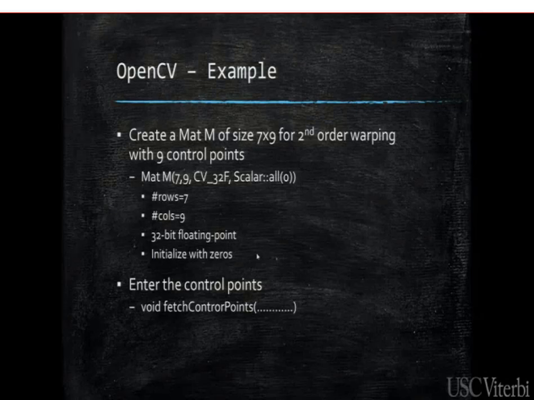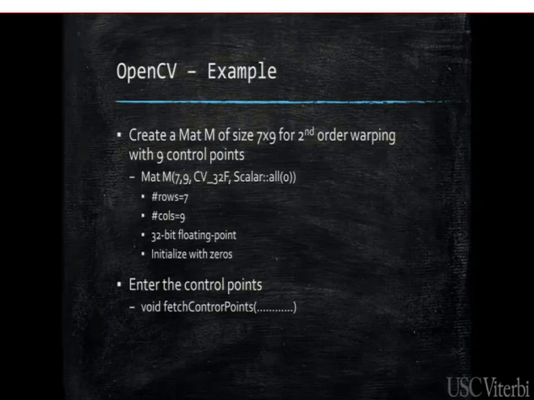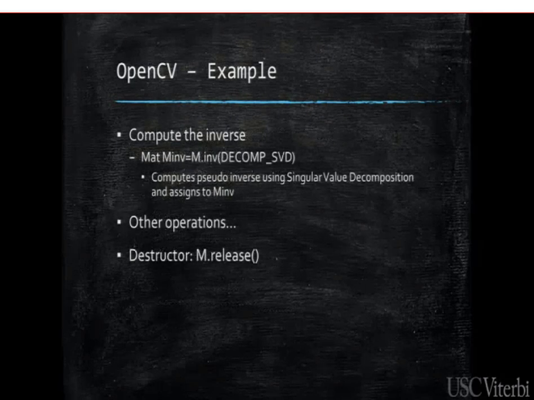Then once I've created, I've instantiated the MAT, I'll call a function to fetch the control points. This, I've left it to your imagination. How do you want to call it? Like, give the image size as input, and what kind of shape it is, pentagon or square or circle. According to that, it'll just return control points. So once you have the control points, you compute the inverse like this.